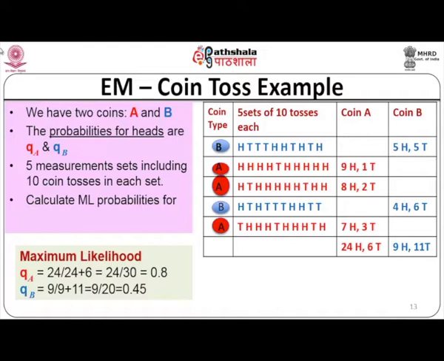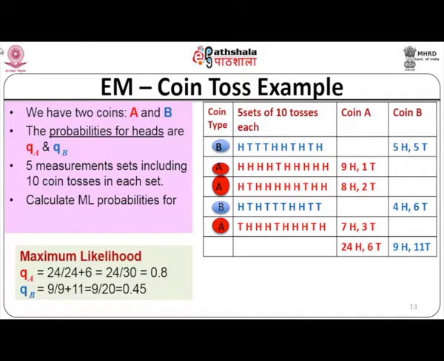Similarly, if you take the second set, the third set and the fifth set, all three are red. So, we know that a red coin is tossed, and in total we get 24 heads and 6 tails. So, 24 by 24 plus 6, that is 24 by 30, 0.8. So, the probability of heads coming when a red coin is tossed is 0.8.